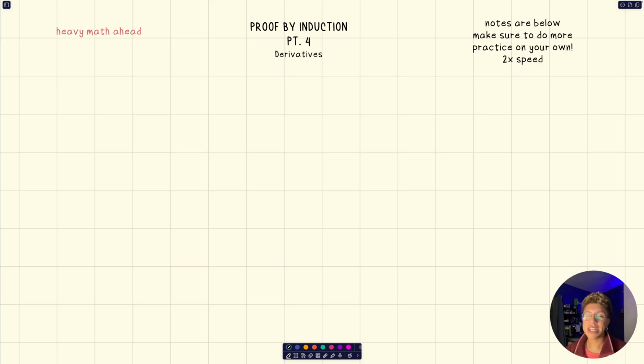This week, we're going to get into the fourth and final part of proof by induction, which is differential calculus or derivatives. And all the usual things are going to be true, so the notes for this are going to be down below. We're just going to go through about 3 questions as usual. And last week was pretty quick, so we're going to try to slow down a little bit.